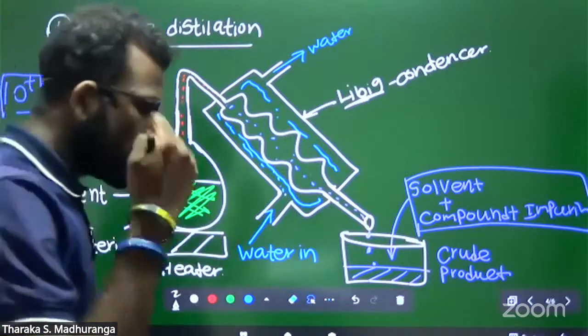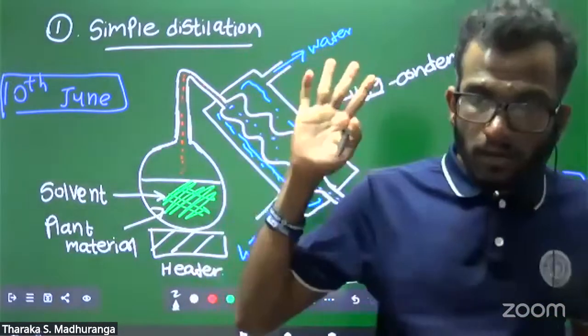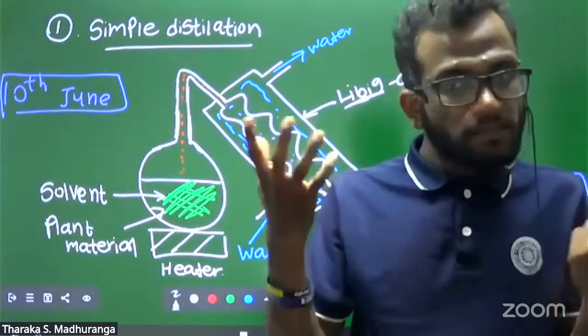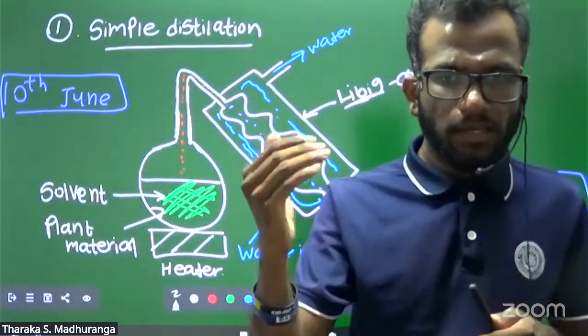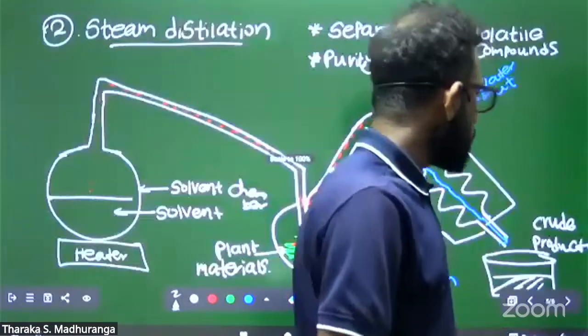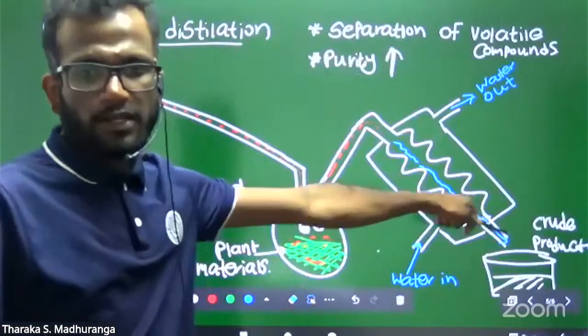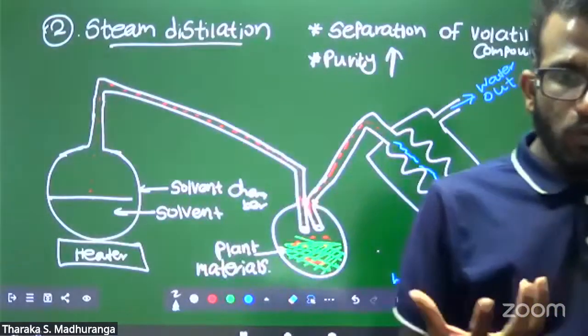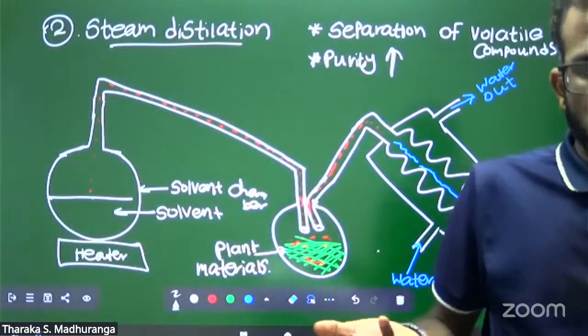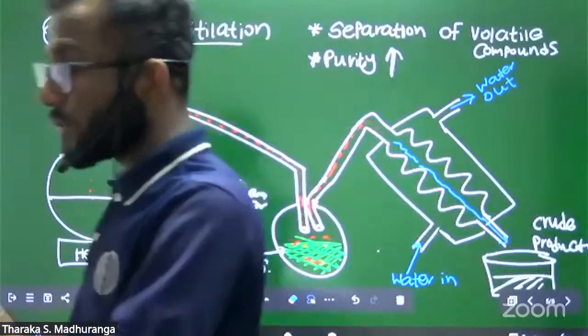But the purity is high, not only compound. It has impurities, but comparatively the purity is high. In steam distillation also, the collected product is a crude product. It has not only the required compound, it has impurities. That's why we call it crude product.